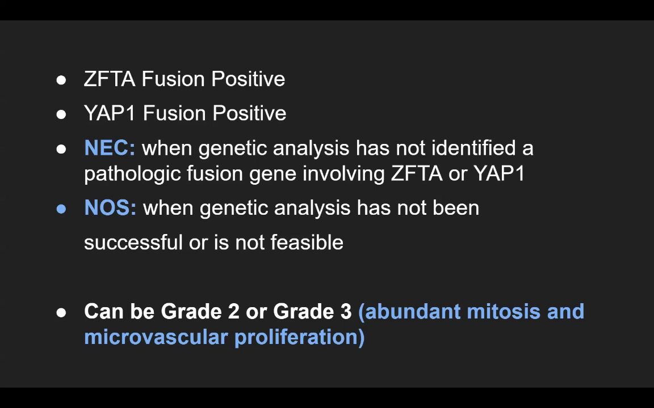Any of the situations. So the main two categories are this: whatever leftover is there, it goes in this. They can be grade 2 or grade 3. How do we define whether this is grade 2 or grade 3? They get differentiated on behalf of abundant mitosis and microvascular proliferation. Necrosis does not play as important of a role.